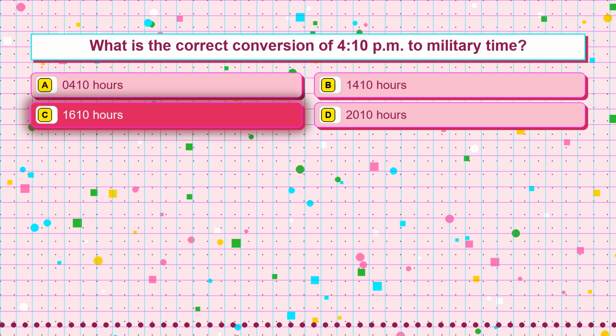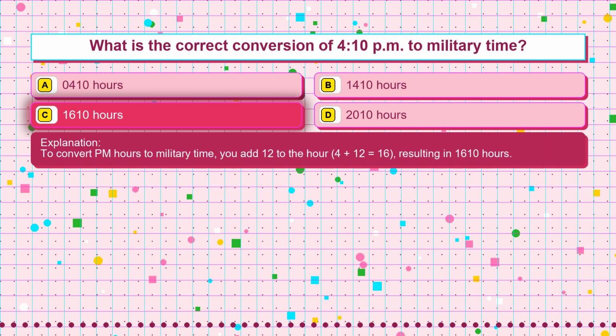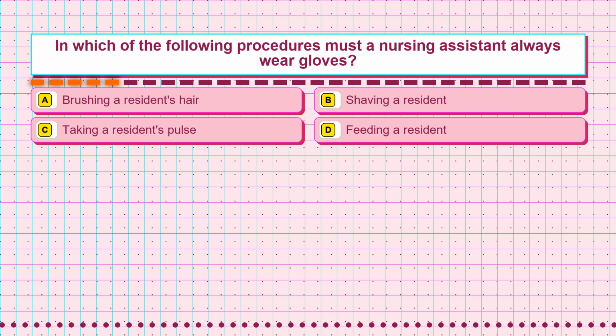The correct answer is option C, 1610 hours. To convert PM hours to military time, you add 12 to the hour. 4 plus 12 equals 16, resulting in 1610 hours. Question 51. In which of the following procedures must a nursing assistant always wear gloves?